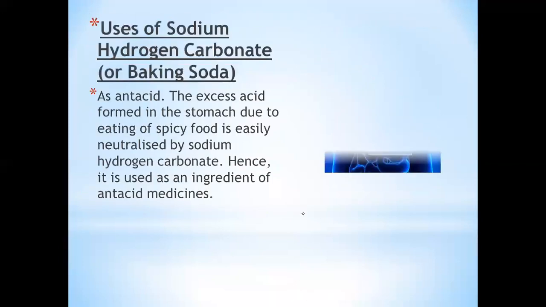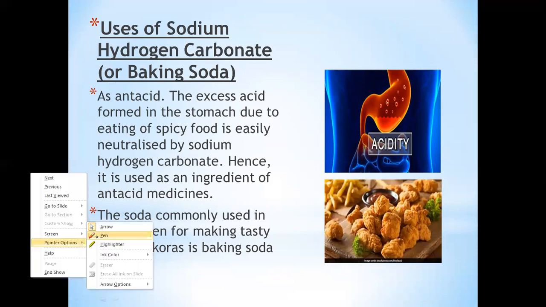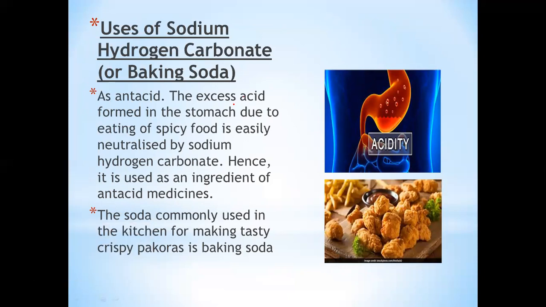Uses of baking soda, that is sodium hydrogen carbonate. It is used as an antacid. Excess acid produced in the stomach due to eating of spicy food is easily neutralized by sodium hydrogen carbonate, which is a basic salt. Therefore, baking soda is used as an antacid. Soda commonly used in kitchen for making tasty crispy pakoda is baking soda.